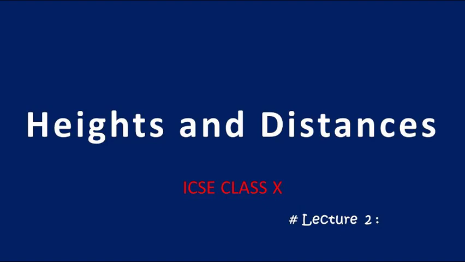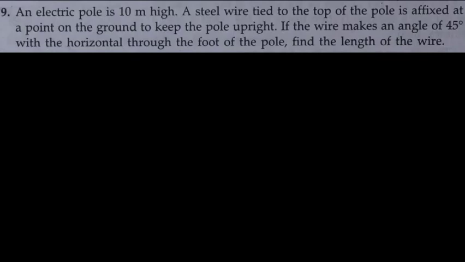Hello everyone. Now let us discuss this ninth question. An electric pole is 10 meter high. A steel wire tied to the top of the pole is affixed at a point on the ground to keep the pole upright. If the wire makes an angle of 45 degree with the horizontal through the foot of pole, find the length of the wire.